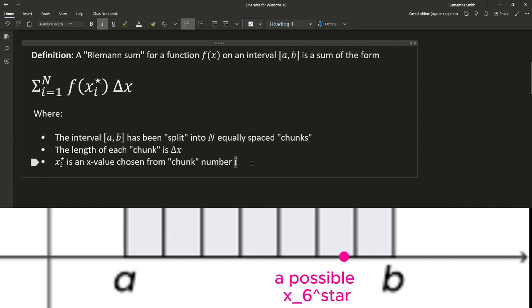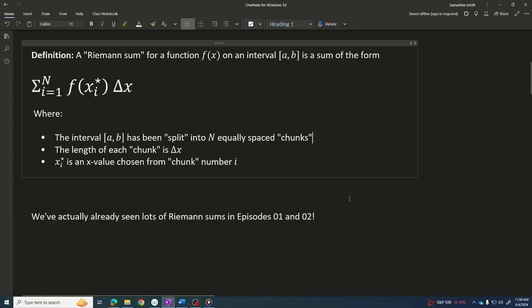Now that's all very abstract and that's probably really complicated, but the truth is that in episodes 1 and 2, we've actually seen quite a large number of Riemann sums already. So let's compare this alphabet soup with the Riemann sums that we already encountered as we moved through the physical examples, the real-world examples in episodes 1 and 2.